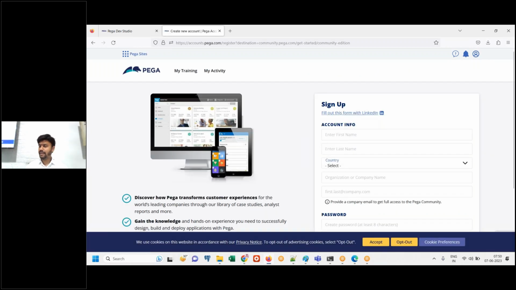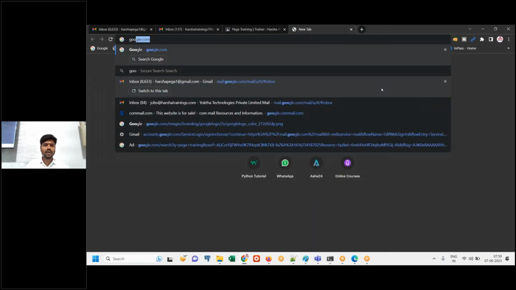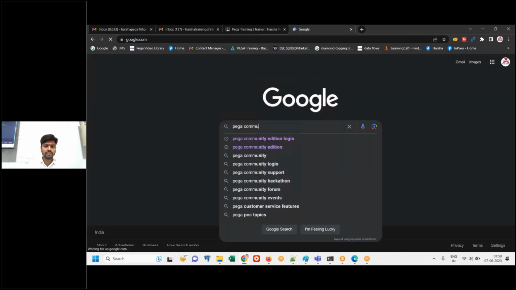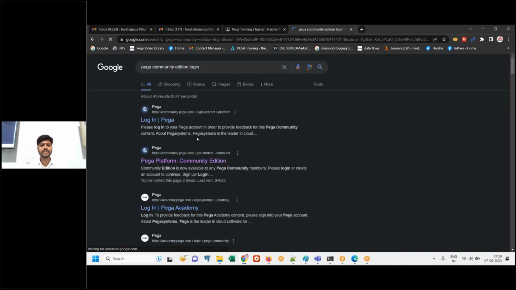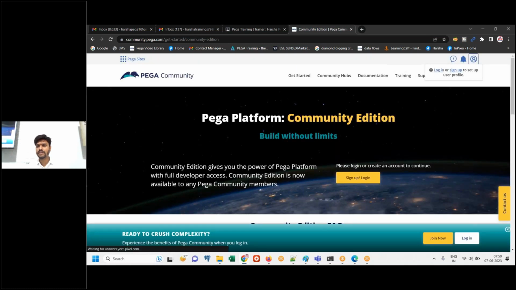because I have already signed in actually. I don't know where I have it. Hold on. It's better I try here so that it will log in. Pega Community. I don't remember my credentials here. Here also it is giving the sign up page.